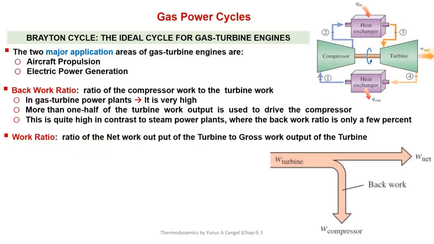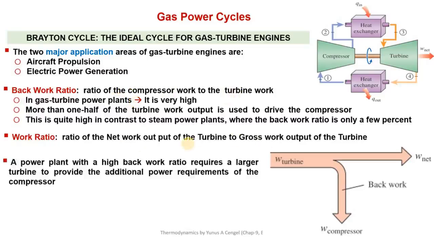So the back work ratio can be defined as the ratio of the net work output of the turbine to the gross work output of the turbine. Net work output means the work output of the turbine minus the work input to the compressor. Gross work output means the total output of the turbine. The back work ratio can be defined like this or like this.